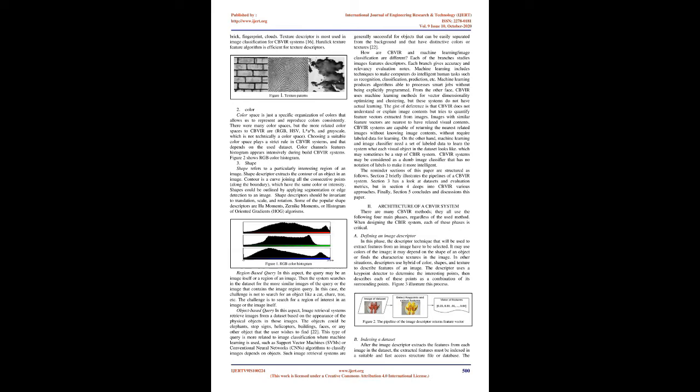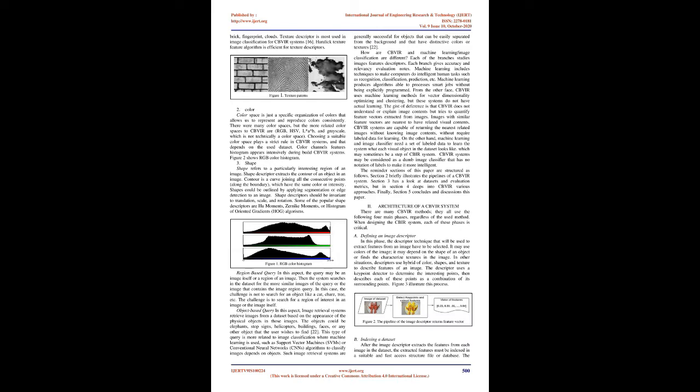There were many color spaces, but the more related color spaces to Spur are RGB, HSV, LAB, and grayscale, which is not technically a color space. Choosing a suitable color space plays a strict role in Spur systems, and that depends on the used dataset. Color channels features histogram appears intensively during build Spur systems. Figure 2 shows RGB color histogram.